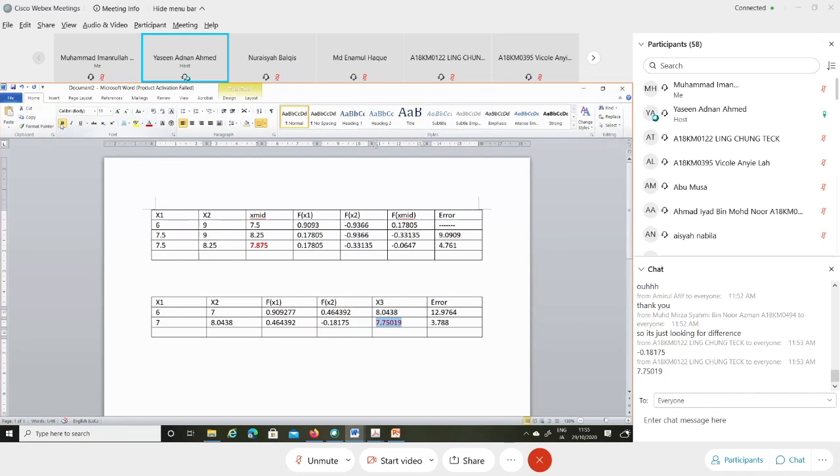Okay. So you can see you already have the result. In bisection it is 7.875. In this case, your result is 7.75019. Of course, it's a little bit different, but you can see that the second method is very, very fast. Only 2 iterations and you already got it. And you see the reduction rate of the error is from 12 directly to 3. So it's very, very fast.